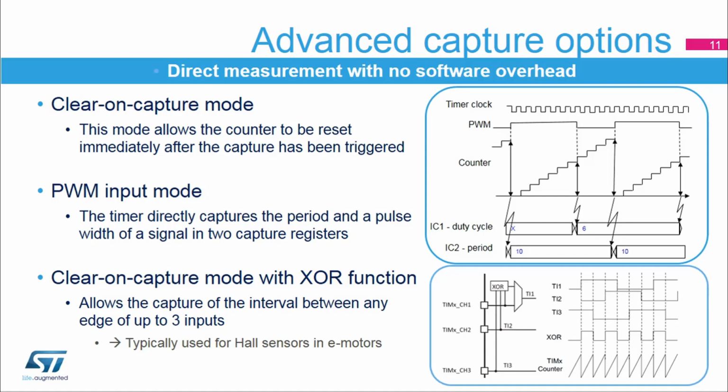Lastly, the timer includes an XOR function to combine the 3 input channels with XOR logic. This is typically used to handle the 3 120-degree phase-shifted signals coming from the Hall sensors in electrical motors. This allows you to have a clear-on capture happening on each and every edge of the 3 signals and have a capture value directly usable for speed regulation.